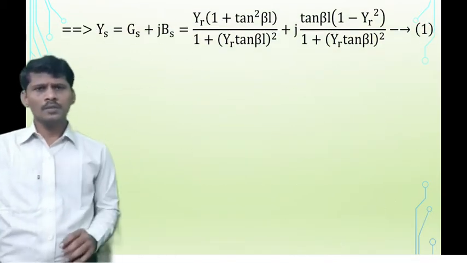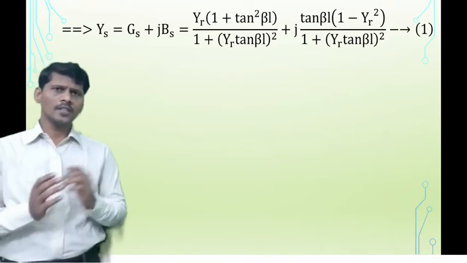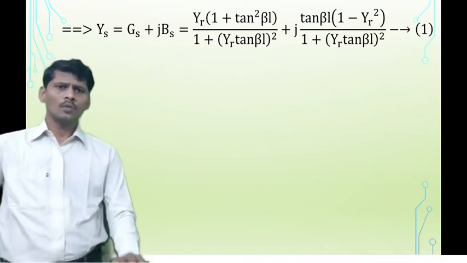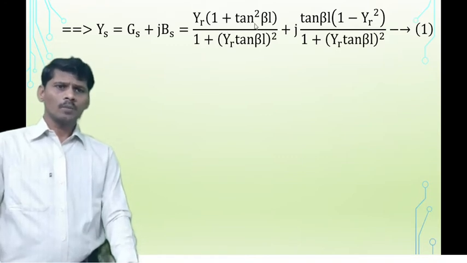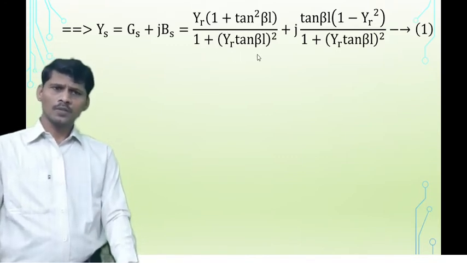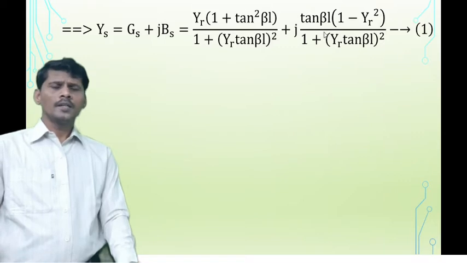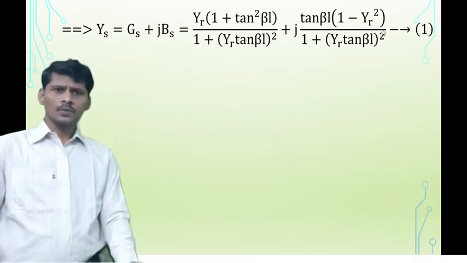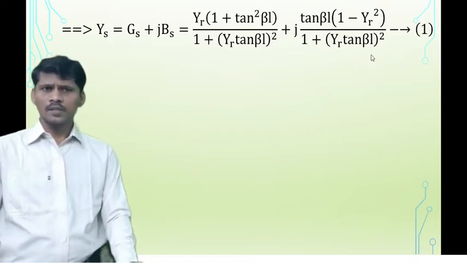Separately arranging the real parts and imaginary parts of that equation, we get Ys = Yr (1 + tan² βl) / (1 + Yr² tan² βl) + j tan βl (1 − Yr²) / (1 + Yr² tan² βl).